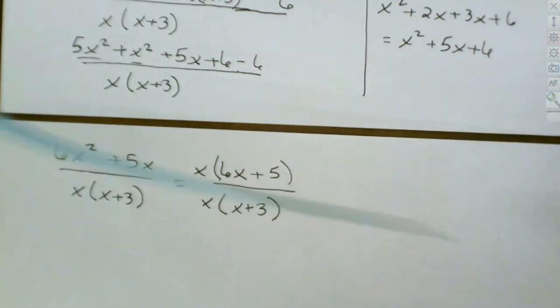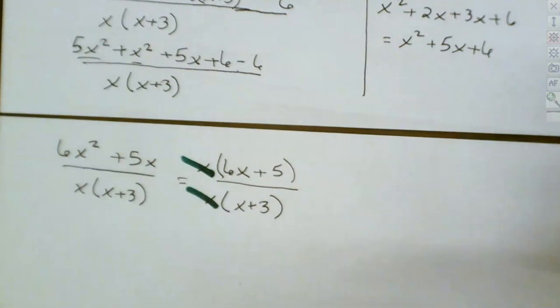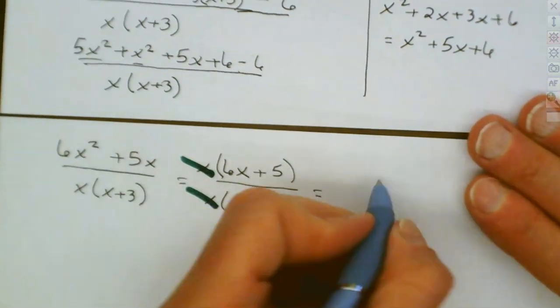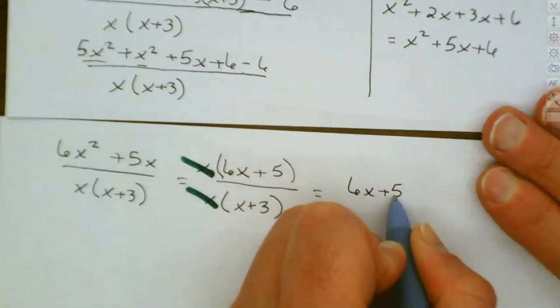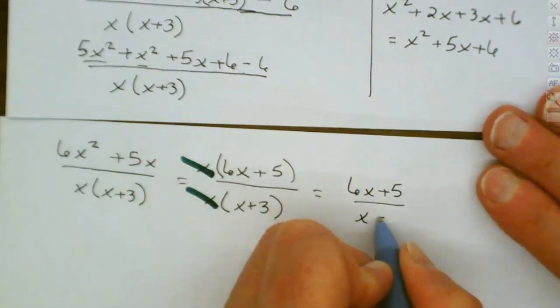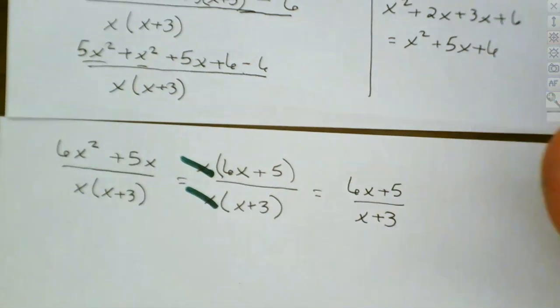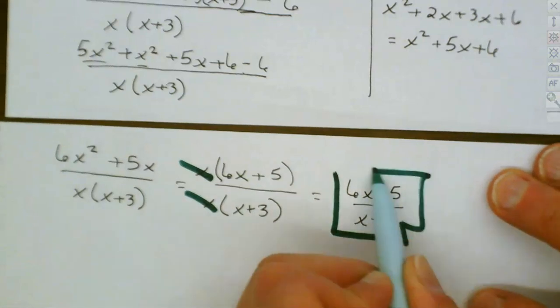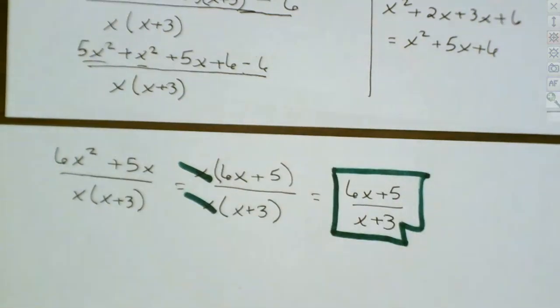What do we know? The x's can cancel out. And so what's left over when we're all done? Well, we are left with 6x plus 5 over x plus 3. And that is going to be our final finished answer.